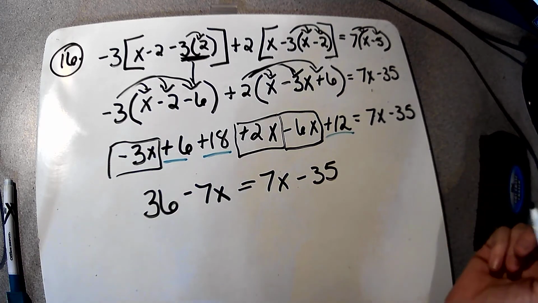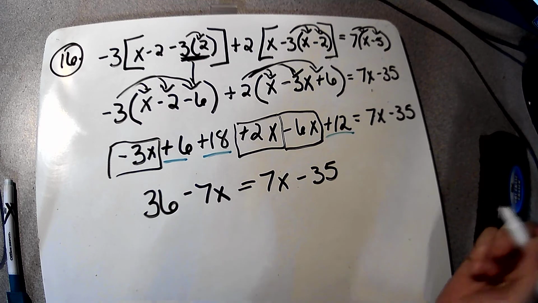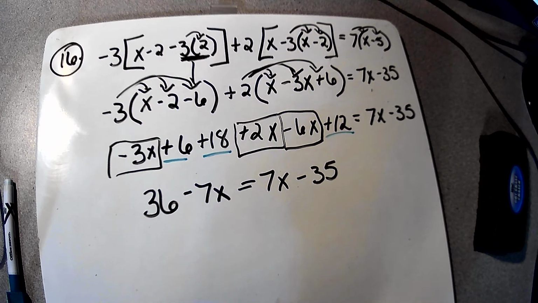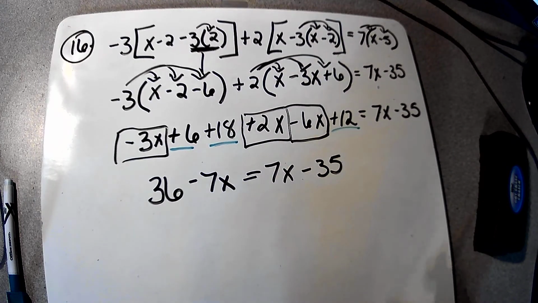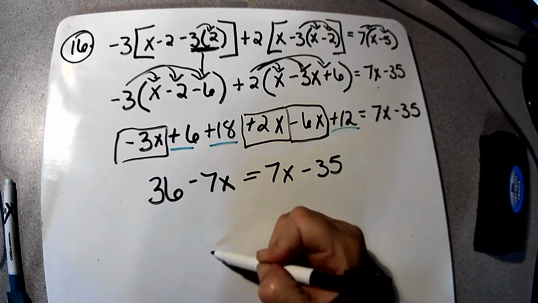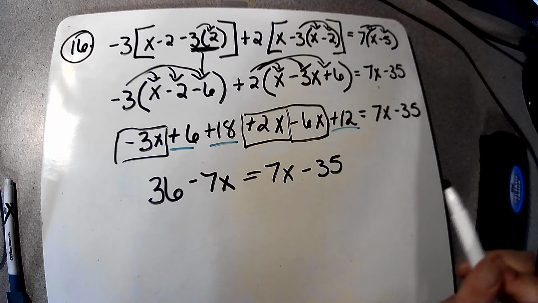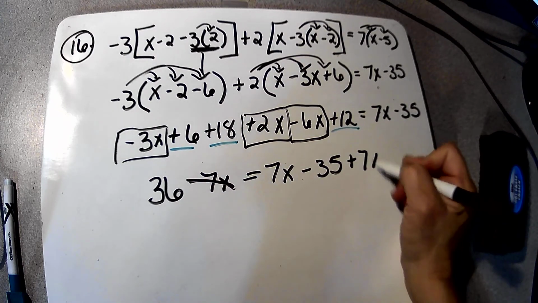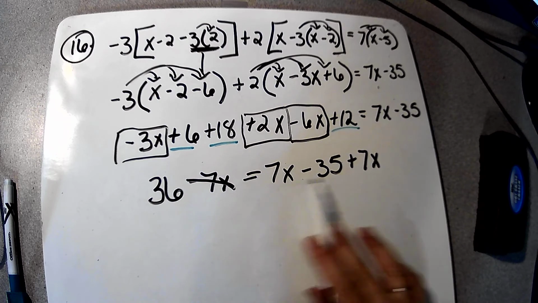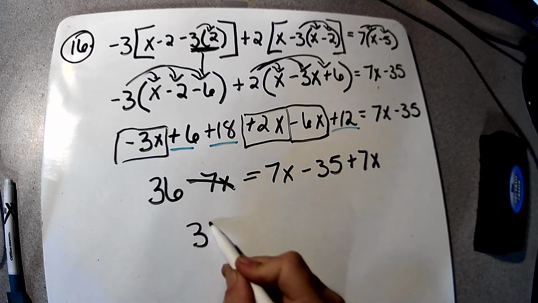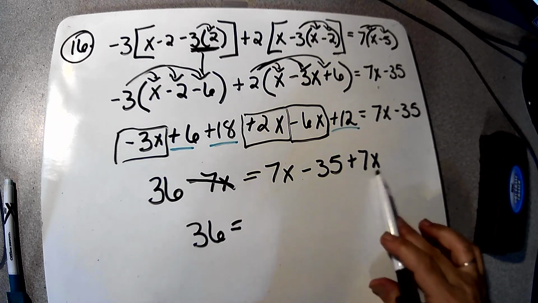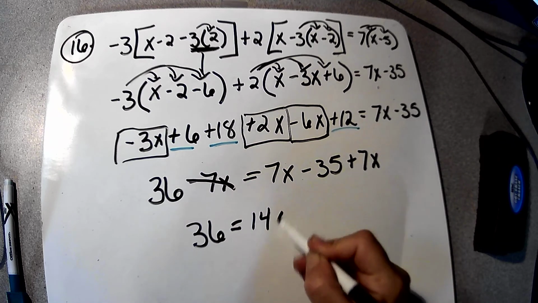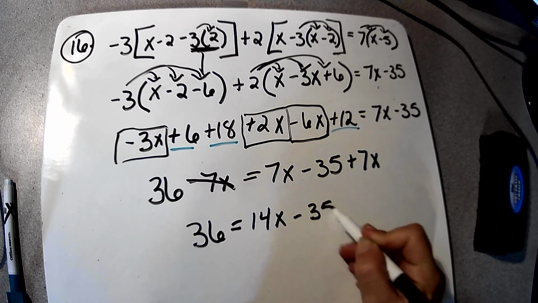Alright, now we're going to try to get our variables on the same side, so get our x's together. So I'm going to do change side, change signs. And I'm going to move these over here. I like to have positive variables, so plus 7x. So I just did the opposite of that. So I can put these two together and I'll get 36 equals 7 plus 7 is 14x minus 35.